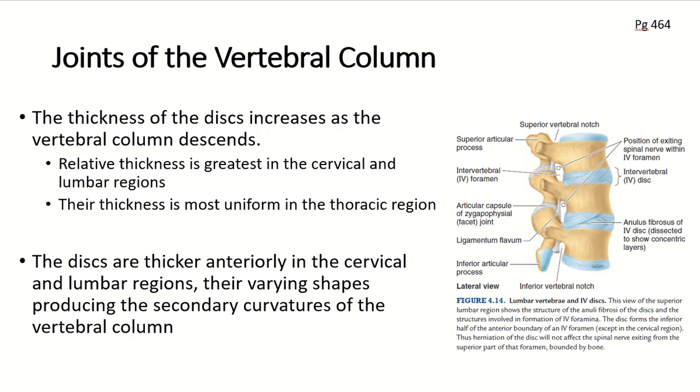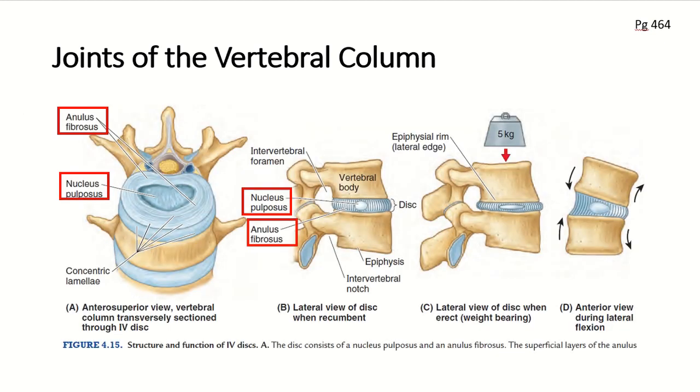Another thing to notice, as you can see in all of these images, is that the discs are thicker on the anterior surface, especially in the cervical and lumbar regions, and their varying shapes produce the secondary curvatures of the vertebral column, right? The curvatures that we see in the lumbar and then in the thoracic spine. So I just want to show you again, you can actually see the annulus fibrosus on the outside, right? And then on the inside there is that nucleus pulposus.